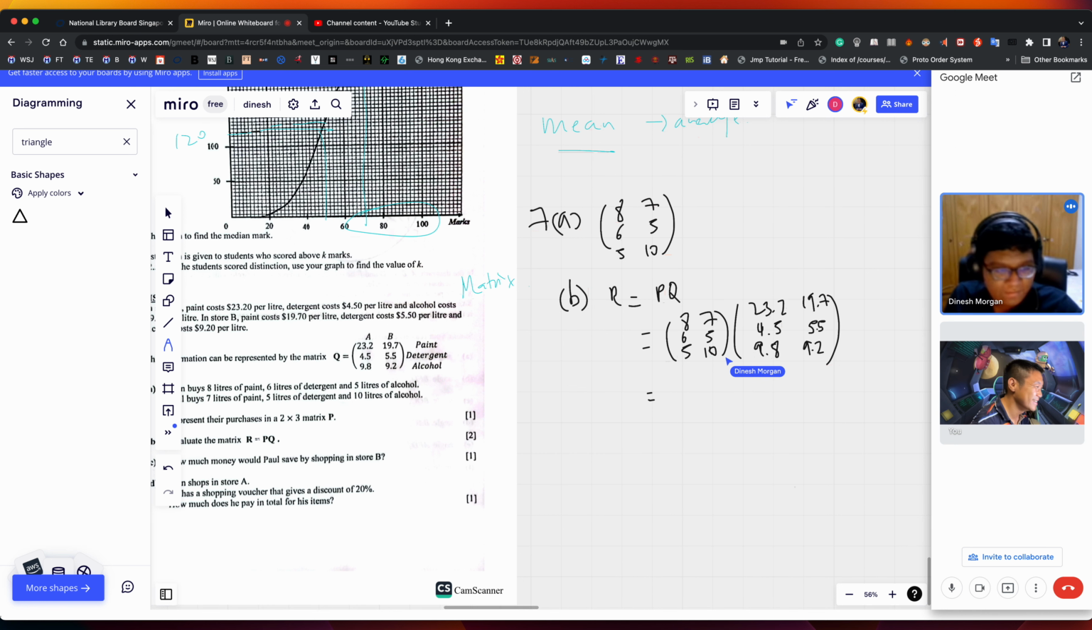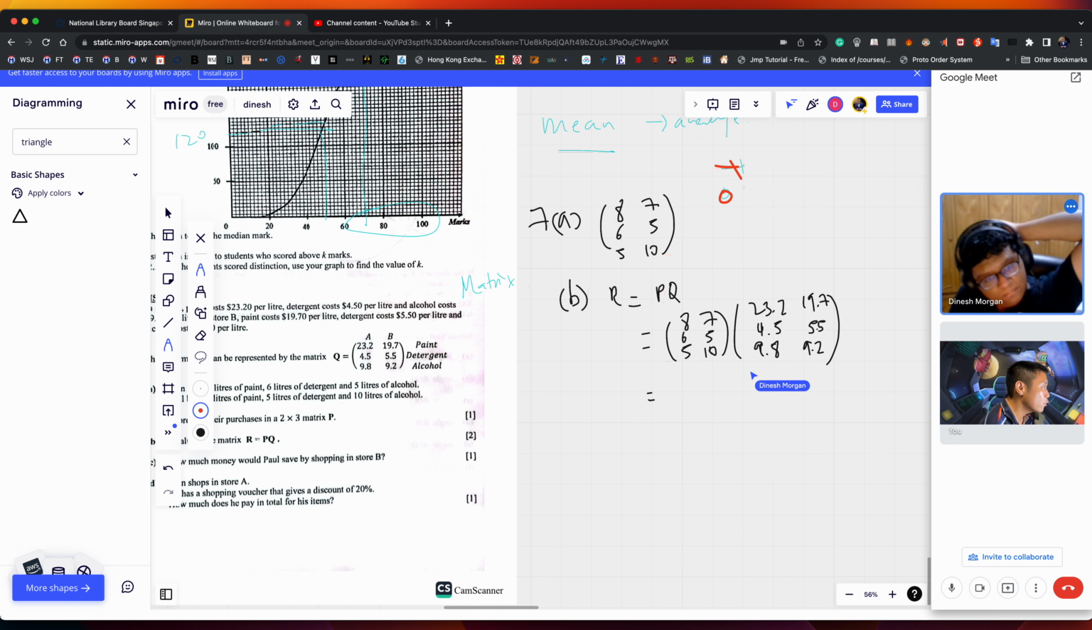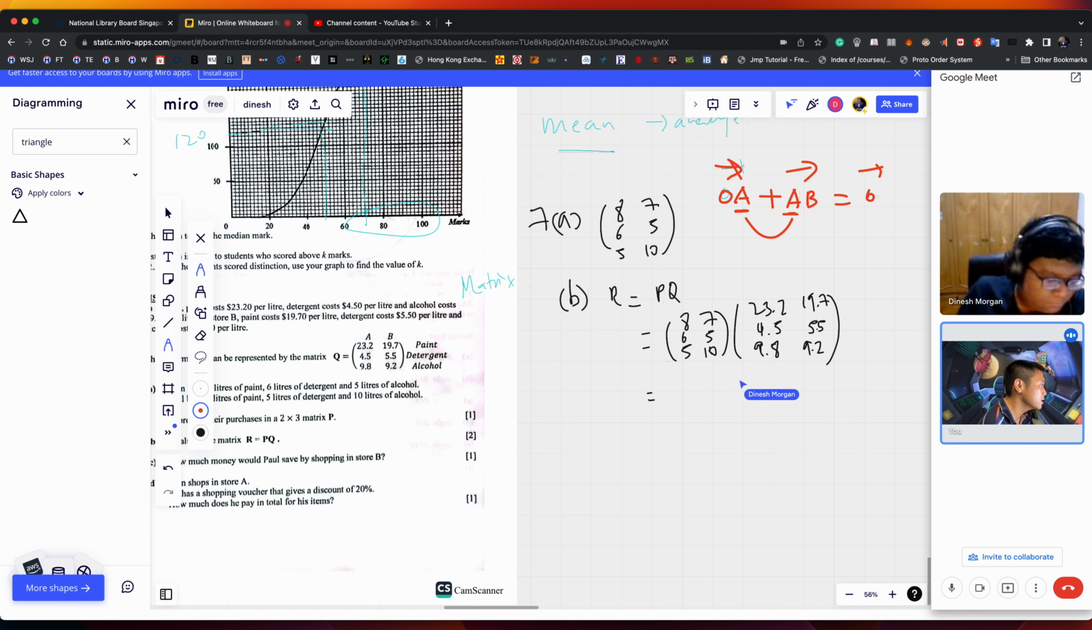Wait, how do I multiply matrices? When it comes to matrices, it works like vectors. You remember with vectors, let me just write it out. You have OA plus AB, because the second letter of the first term and the first letter of the second term must match. Then only can you add them up. Remember this technique? The same thing here.